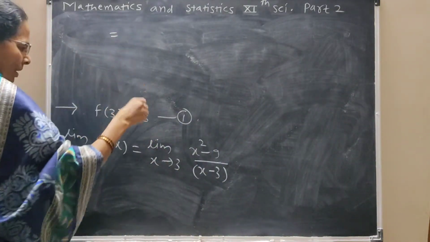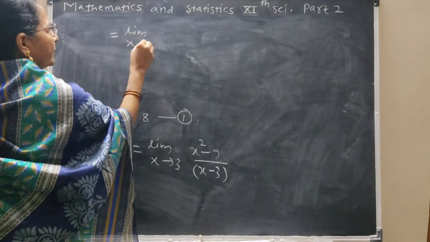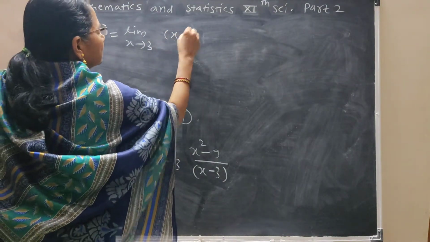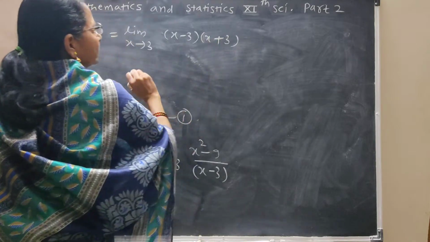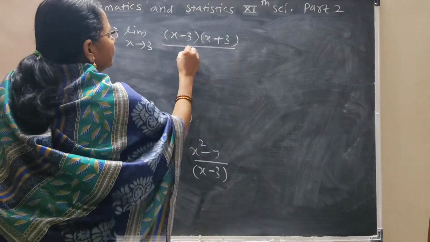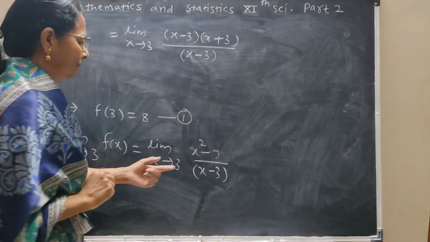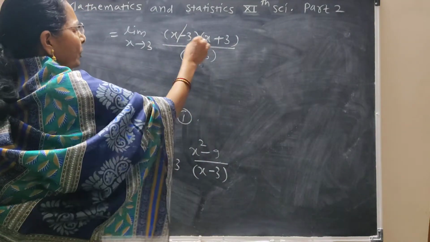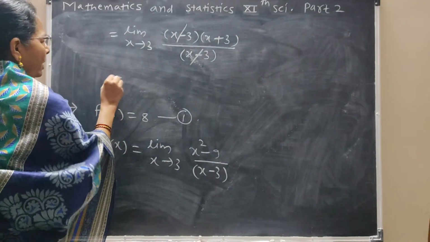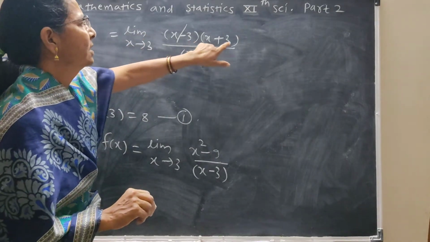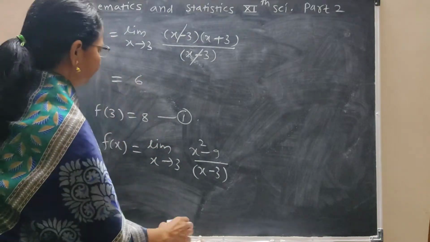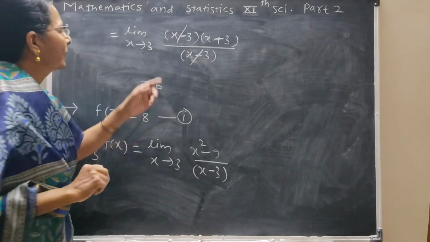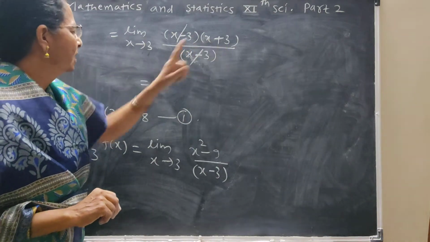equal to the limit as x tends to 3. The factors of the numerator are (x − 3)(x + 3), and the denominator is x − 3. The factor x − 3 from the numerator and denominator gets cancelled, and we only put the value of x as 3. 3 plus 3 is 6.